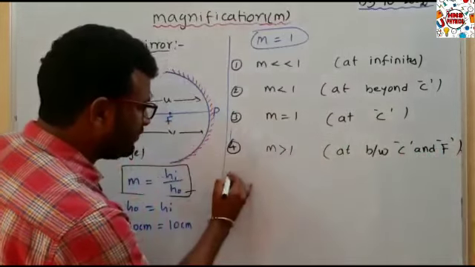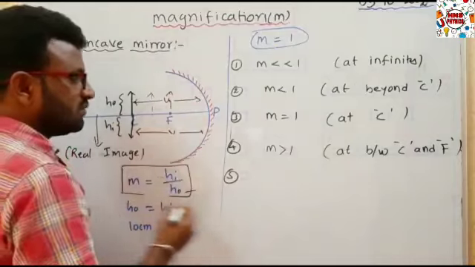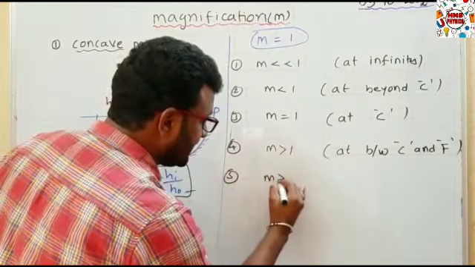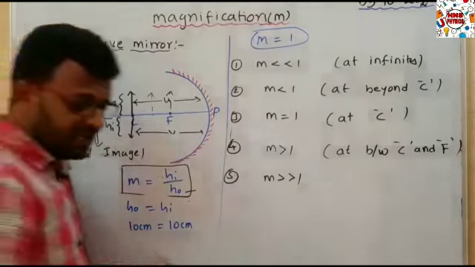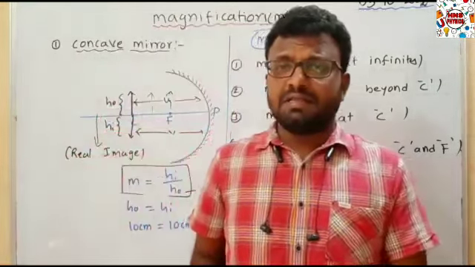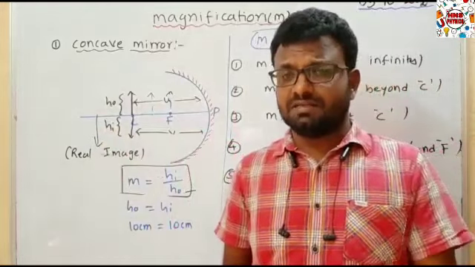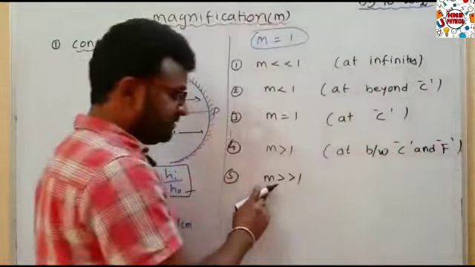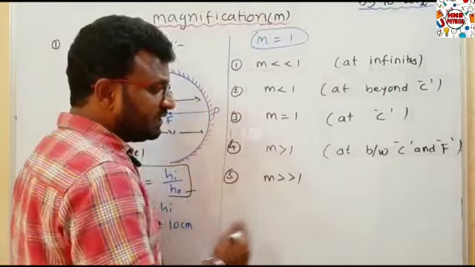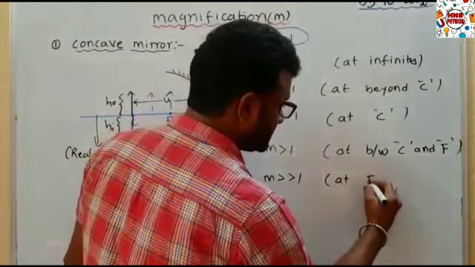Right. Next, the fifth case, when the object is placed at focus. At that time m is greater than 1, because the image is formed at infinity. Image formed at infinity means the size of the image is greater than the size of the object, meaning larger. So that's why you will get m greater than 1. At what case is the object placed at focus?